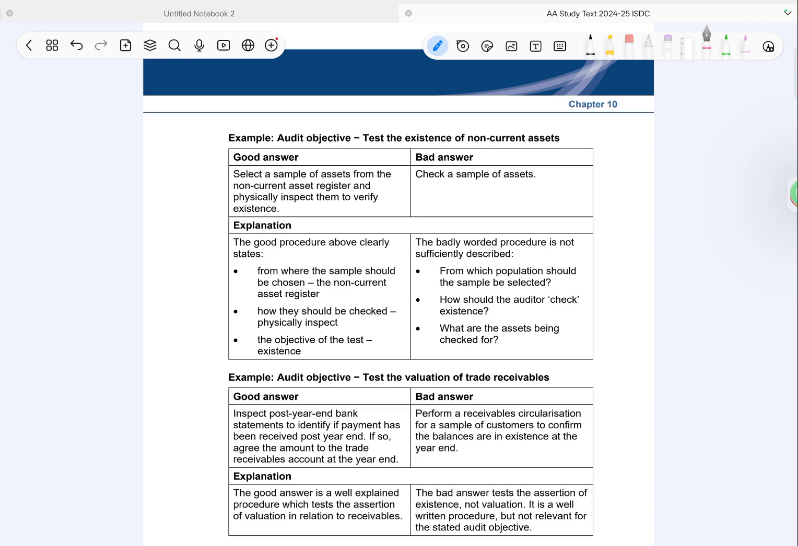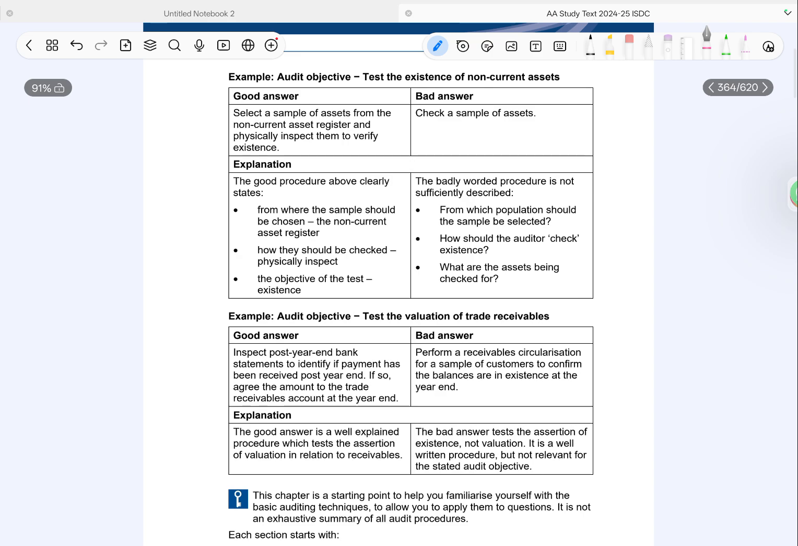So for testing the existence of non-current assets, a strong answer clearly explains everything: the source, the action, and the objective. For example, selecting a sample from the asset register and physically inspecting them to verify existence. On the other hand, a vague answer like "check a sample of assets" is incomplete. It doesn't explain where the sample comes from, how to check it, or what exactly is being tested.